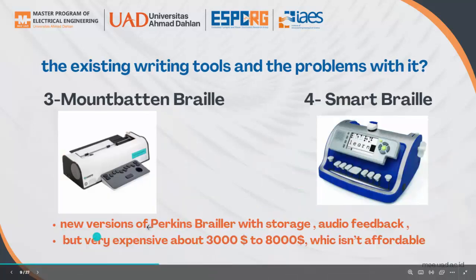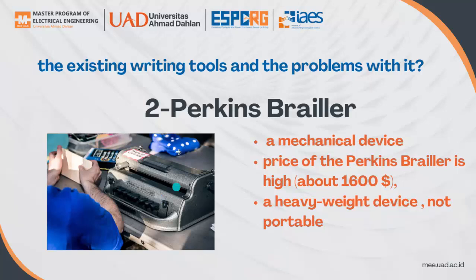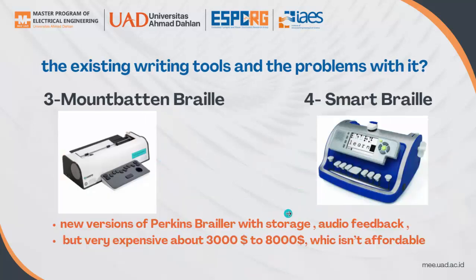There is a new version of the Perkins Brailler called Mountable Brailler or Smart Brailler. This is a new version of the Perkins Brailler. They have a lot of features like storage, audio feedback, and more.